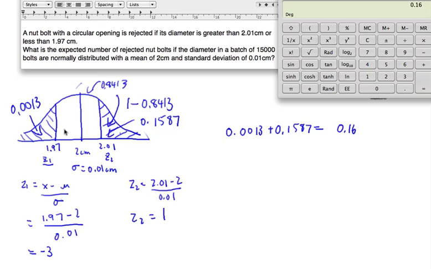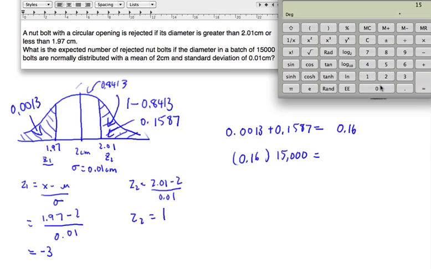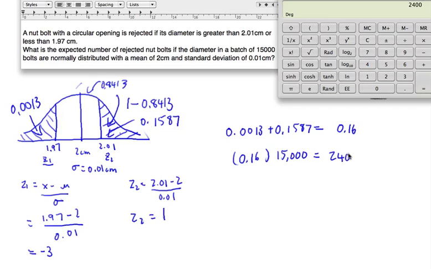So the probability that the nuts are going to have a diameter less than 1.97 or greater than 2.01 is going to be 0.16. So we're going to multiply that 0.16 by the total number of bolts that is produced, multiplied by 15,000, and that will give us a value of 2,400. So 2,400 bolts are rejected.